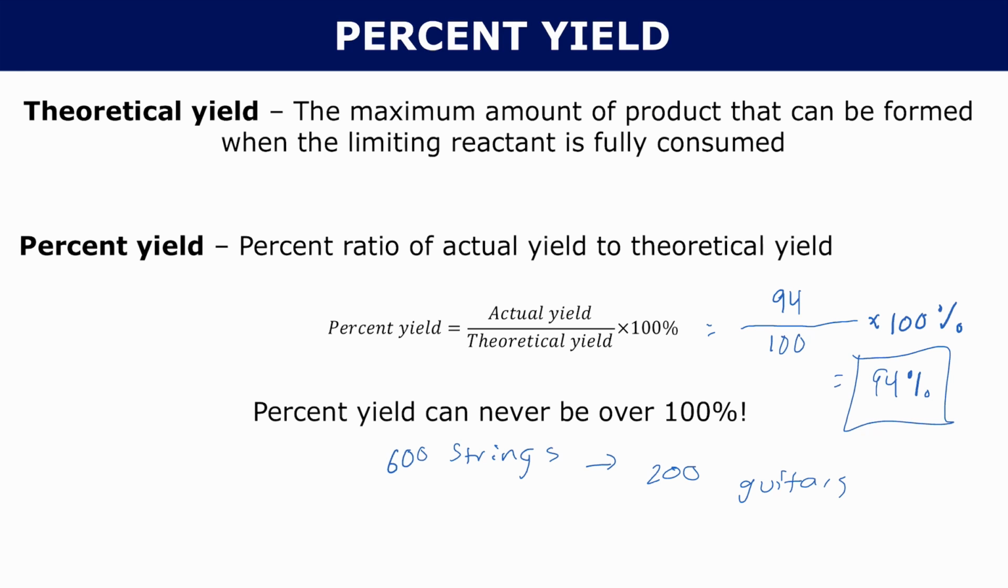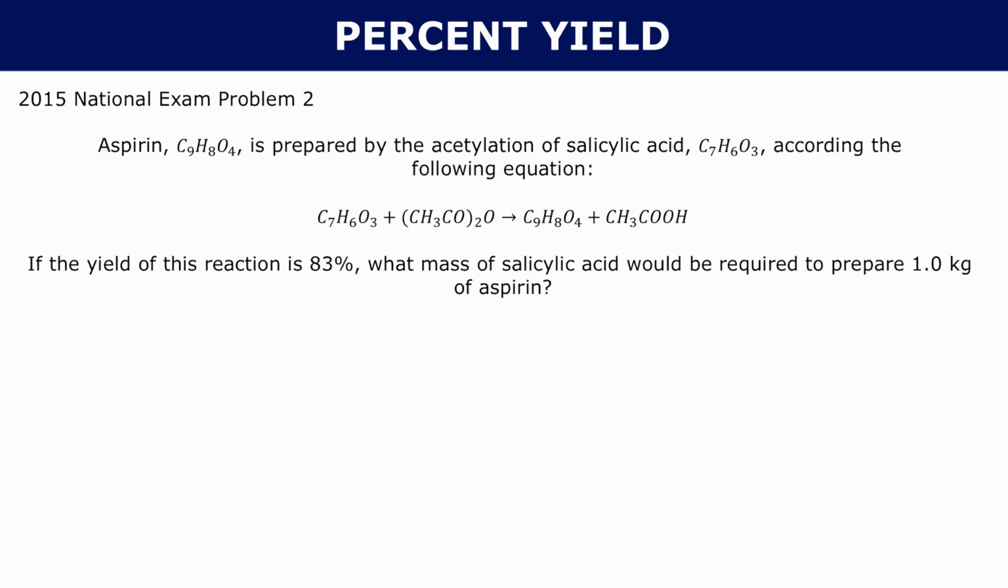Okay, let's do a practice problem with this percent yield idea. Let's look at the 2015 National Exam question 2. Aspirin is prepared by the acetylation of salicylic acid according to the following equation. If the yield of this reaction is 83%, what mass of salicylic acid would be required to prepare 1.0 kilograms of aspirin? Before we really get started with the problem, let's understand what's happening.